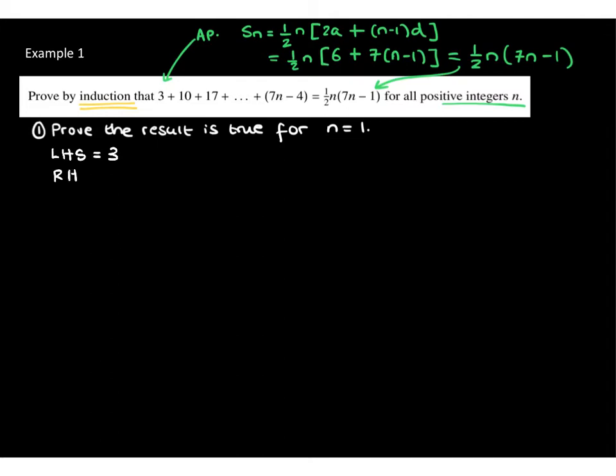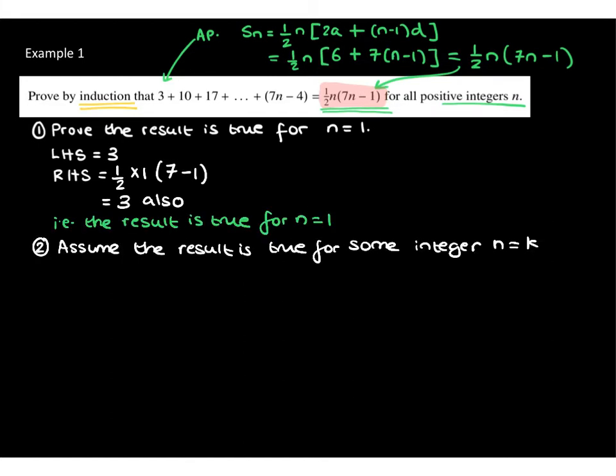Now, the right-hand side, I'll take this result here, the one that we're trying to prove, and we will substitute into it and see if we get 3. So that is a half multiplied by 1 multiplied by 7 times 1, which is 7, take away 1, which of course gives us an answer of 3. So the result is true for n equals 1. And by the result, I mean this formula here for the sum to n terms. It's true if you only have one term in your series.